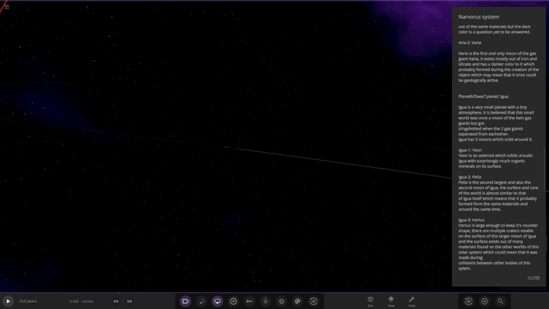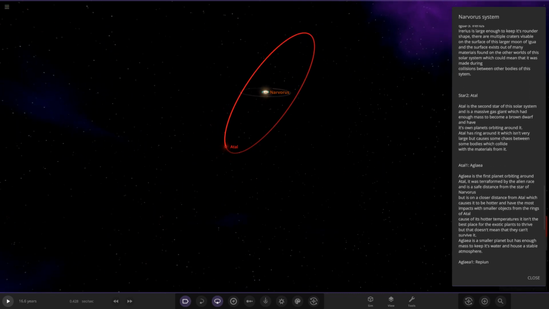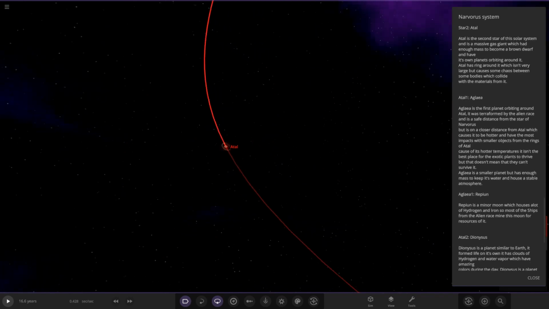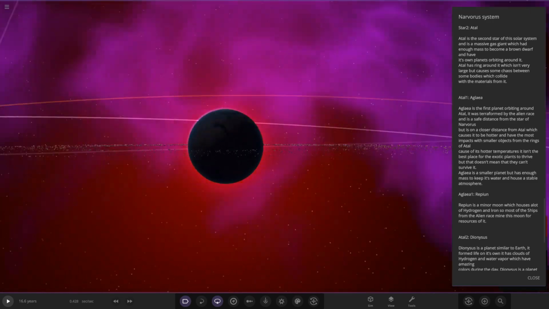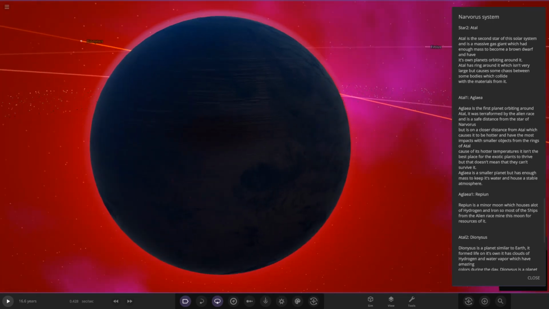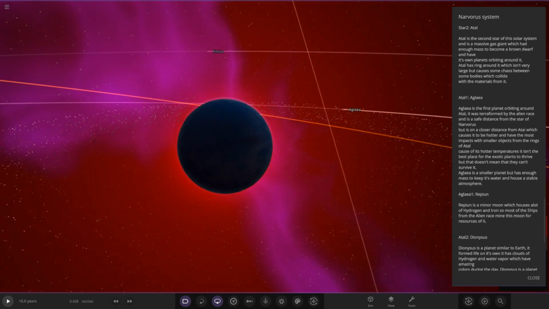Excellent. Okay, cool. Right, so now we're taking the jump out. I think we're heading to the second star down here. This is Atoll. This is the second star of the solar system, and there's a massive gas giant which has enough mass to become a brown dwarf. Cool. There's no planets around it.